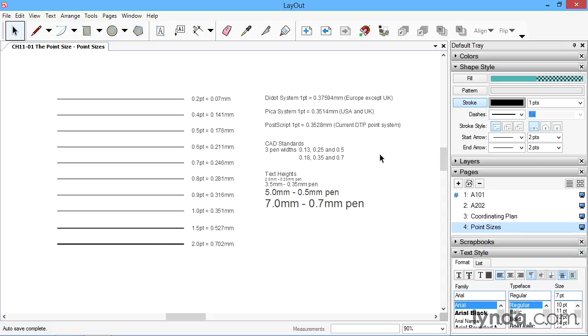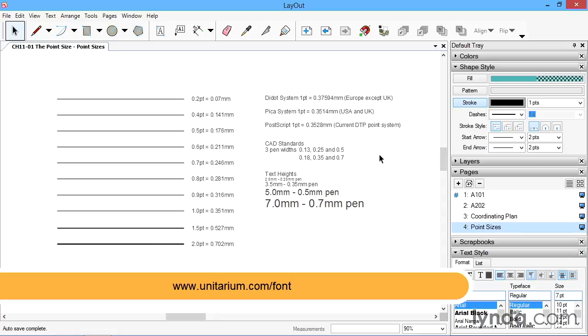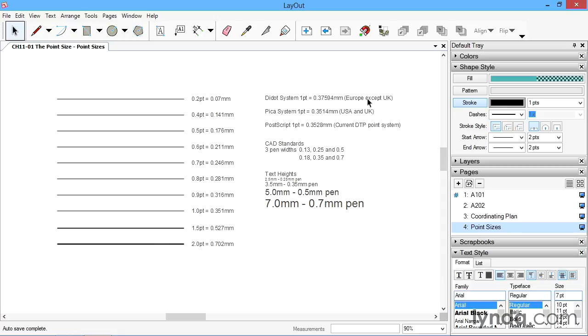Now, I don't carry this information around with me in my head. This is something I got from a rather useful website called unitarium.com. So the DIDOT system in Europe is slightly bigger. So a point is 0.3759 mm as opposed to the UK and USA, which is 0.35. The PostScript size is around about the same sort of size of 0.3528, and that's what you would use for your desktop publishing system. So when you see this size in the text, 10 point is going to be 3.5 mm, thereabouts.